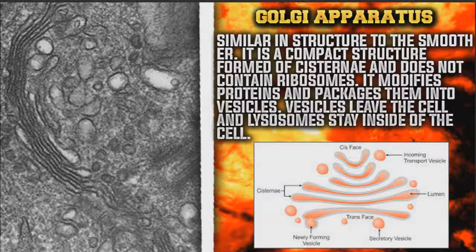The next part of the structure of a eukaryotic cell is the Golgi apparatus. It is similar in structure to the smooth endoplasmic reticulum. It is a compact structure formed of cisternae and does not contain ribosomes. It modifies proteins and packages them into vesicles. Vesicles leave the cell and lysosomes stay in the cell.